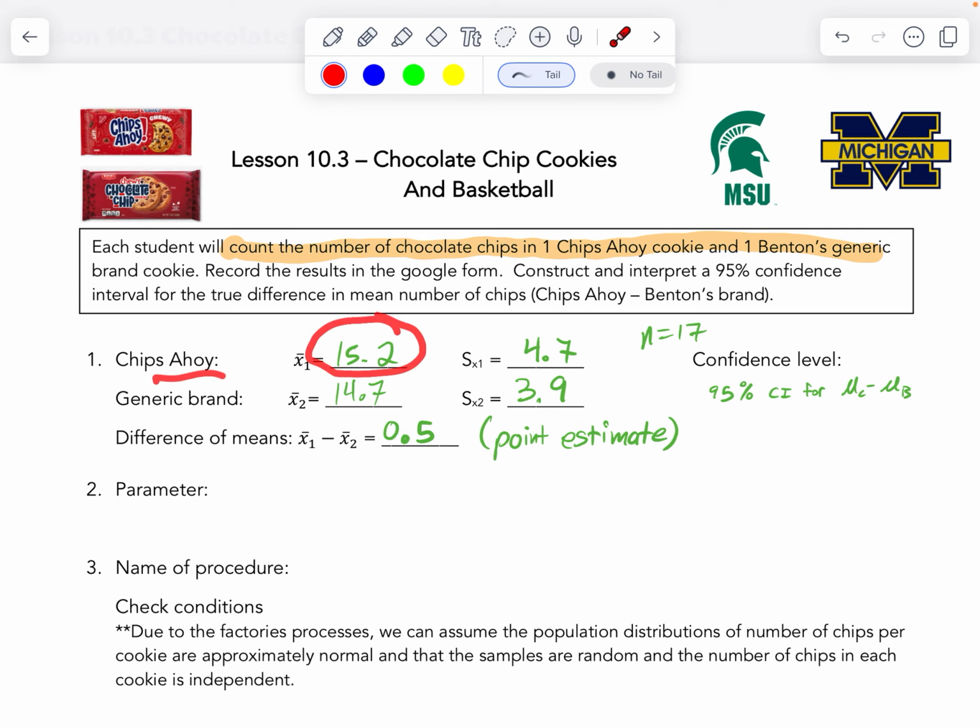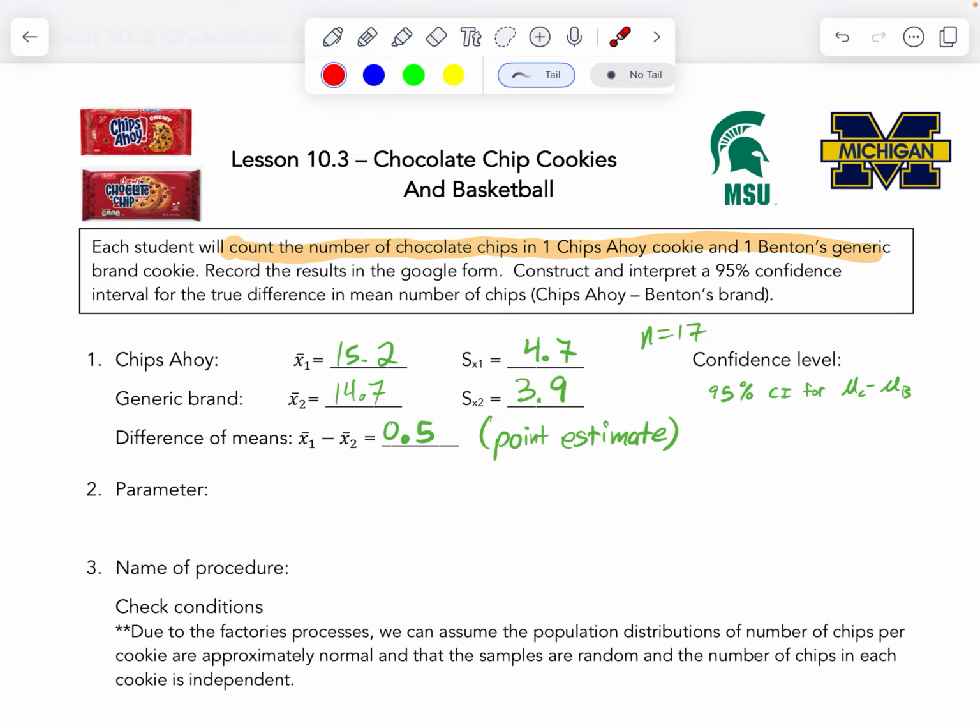On average, it was 15.2 chocolate chips. The generic brand was 14.7. Here are their standard deviations, and both of them had a sample size of 17. So this must have been a small class, or maybe there was a field trip or something that day, but only 17 kids did this. So there were 17 of each cookie.